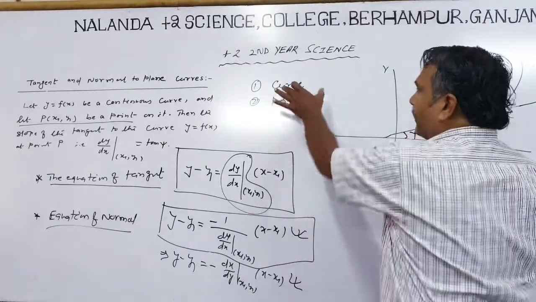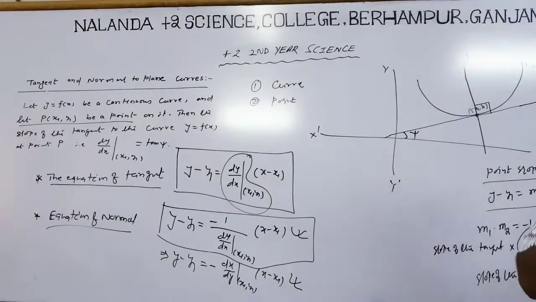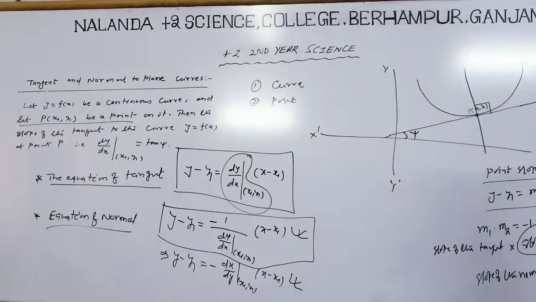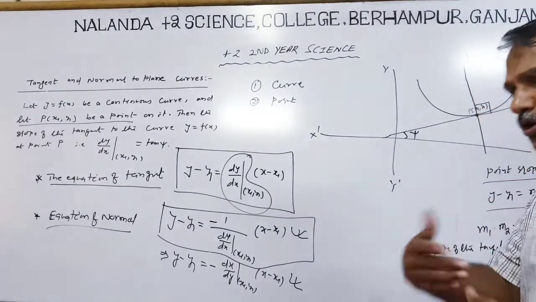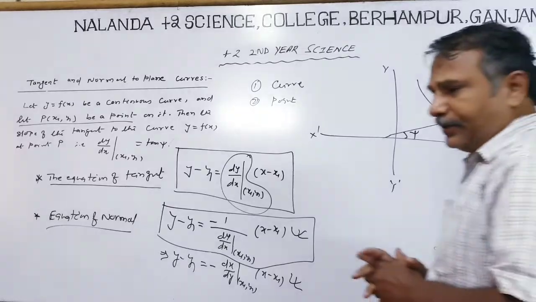So first the curve is given. From the curve, find out what is dy by dx first. Then substitute at the point to find the slope of the tangent. Then use the formula: y minus y1 equals m, that is dy by dx, into x minus x1. Then find the equation of the normal, same thing. Now some important notes you can write.